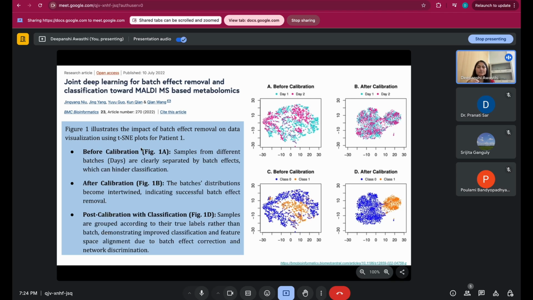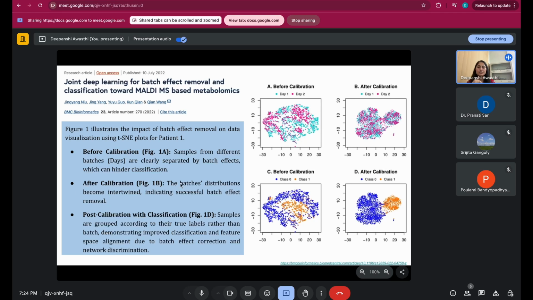On the left side I have explained this figure. If you compare figures A and B, before calibration the samples were obtained from different batches. These experiments were performed on two different days. Samples were collected from two different batches and they are clearly separated by the batch effects, which can hinder the classifications. So now they are separated because of the batch effect, and we need to perform batch correction to bring them to the same comparable positions.